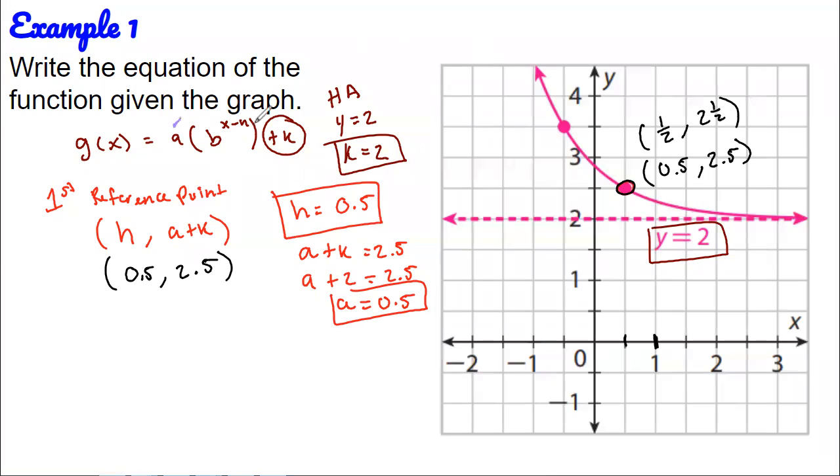All right, so I have a, I have h, and now let me look at my general form. I have a, I have k, and I have h, and I'm missing b. So let's go ahead and get our second reference point. I'm gonna go ahead and make some space so you can see what I'm doing. This one I'm gonna do in green. So, second reference point.